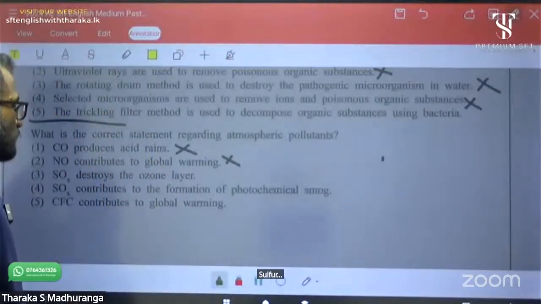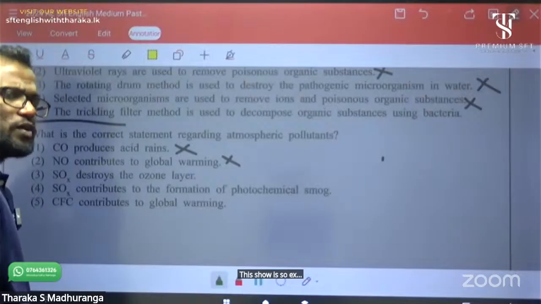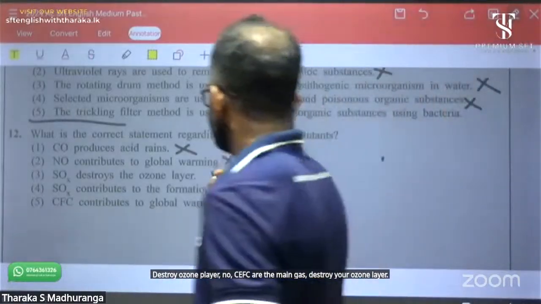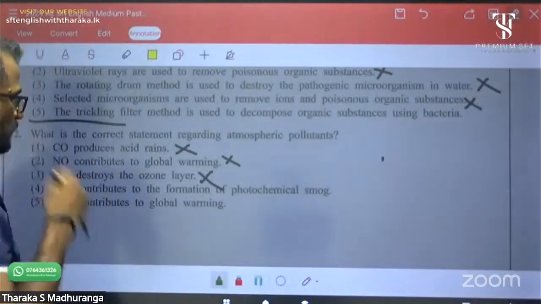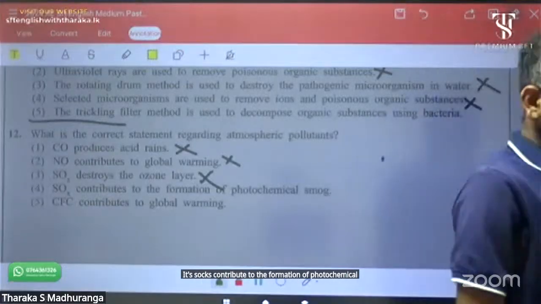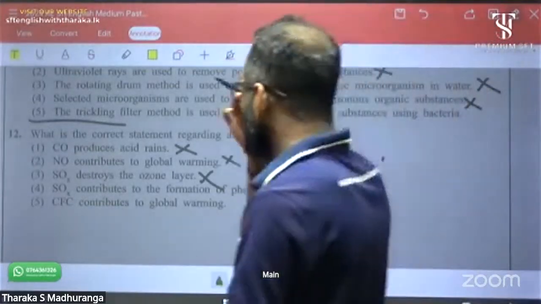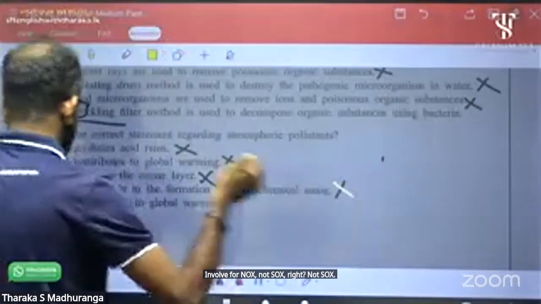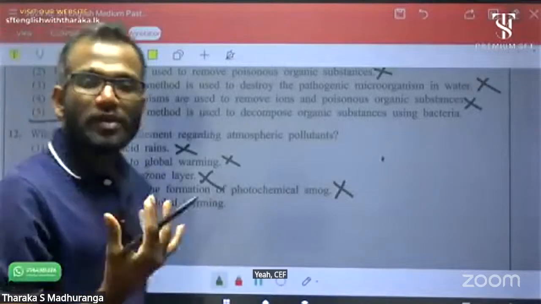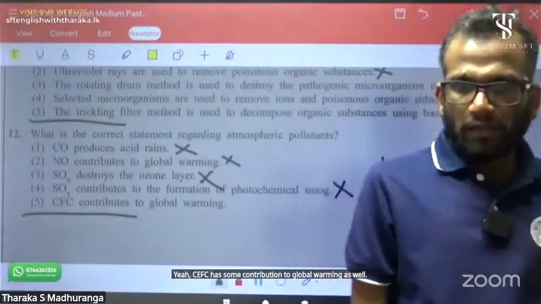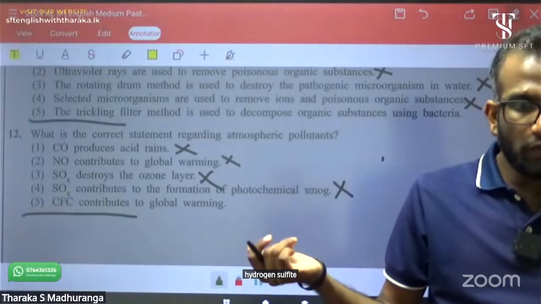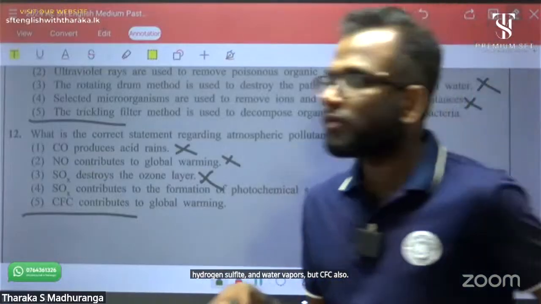Sulfur oxides, SOx, destroy the ozone layer. No, CFCs are the main gases that destroy the ozone layer. SOx contributes to the formation of photochemical smog. Photochemical smog is mainly caused by NOx, not SOx, right? CFC contributes to global warming. Yeah, CFC has some contribution to global warming as well. The main global warming gases are carbon dioxide, methane, hydrogen sulfide, and water vapor, but CFC is also involved in global warming.